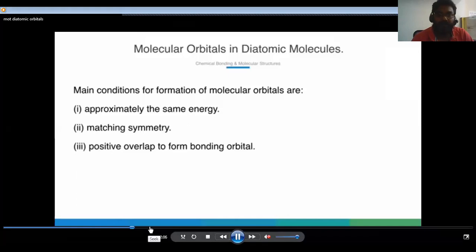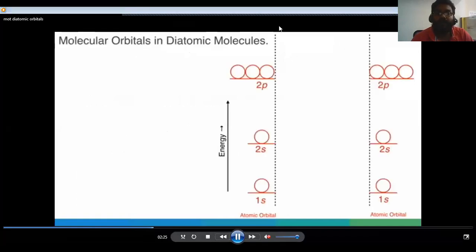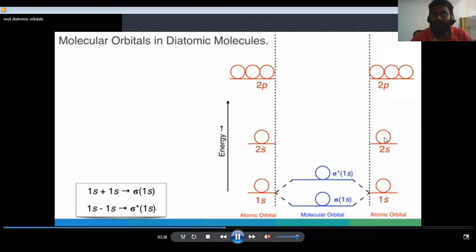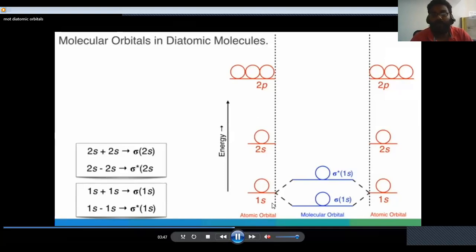This is the main important thing. There are different types of molecular orbitals, formed from different atomic orbitals. The atoms combine to form the molecules. Suppose this is an atom with 1s, 2s, 2p, say an oxygen atom, and here is one more oxygen atom. These atoms combine to form the molecular orbitals.